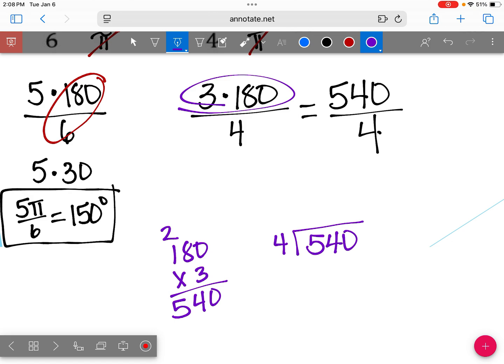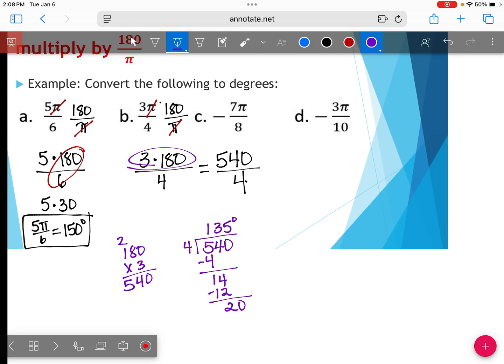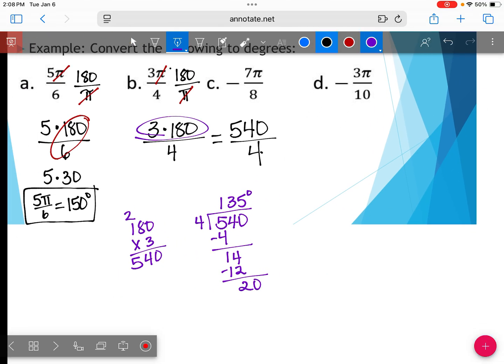So 4 goes into 5 one time. 4 goes into 14 3 times. And 4 goes into 20 5 times. Who got 135 degrees? Okay, y'all. So I'm going to write it at the bottom because I need more space. So 3 pi over 4 is the same as, it's not negative, it's the same as 135 degrees.